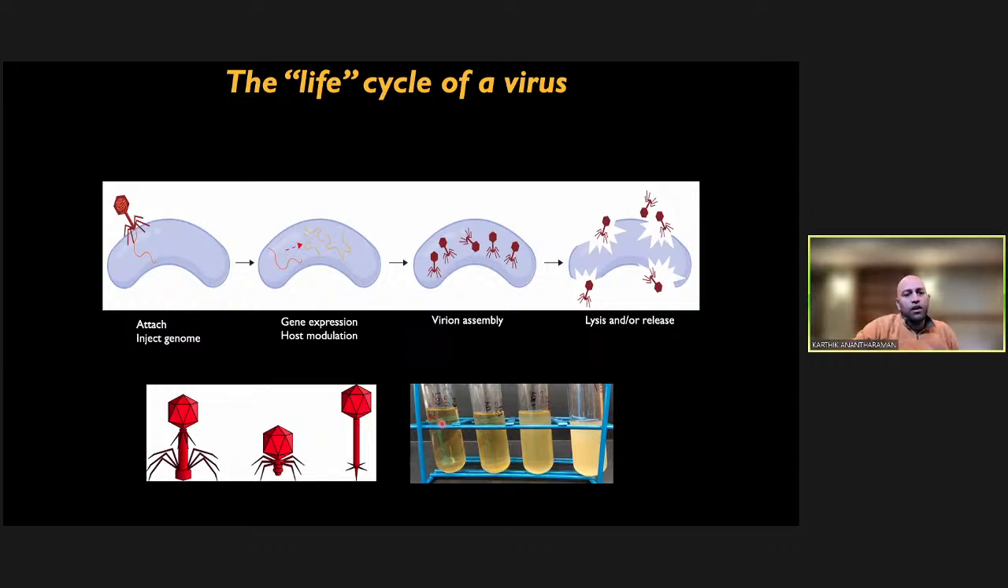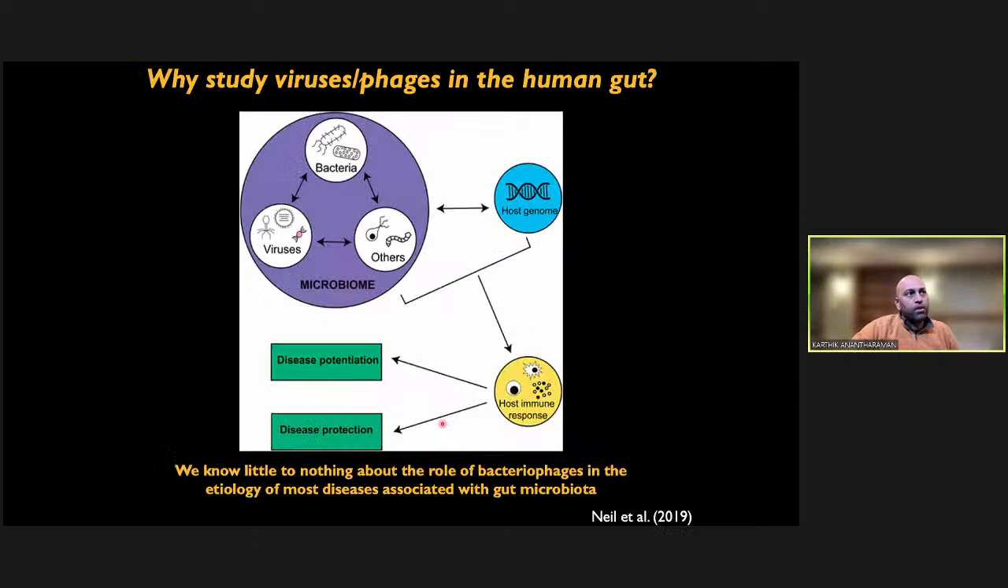Now, why should we study viruses? In the gut, for example, there are a lot of unknowns with regard to viruses. Viruses, along with bacteria and some protists, constitute the microbiome. Now, this microbiome interacts with the host genome to generate immune responses, which can either protect us against diseases, or it can also exacerbate diseases, or increase the potential of diseases.